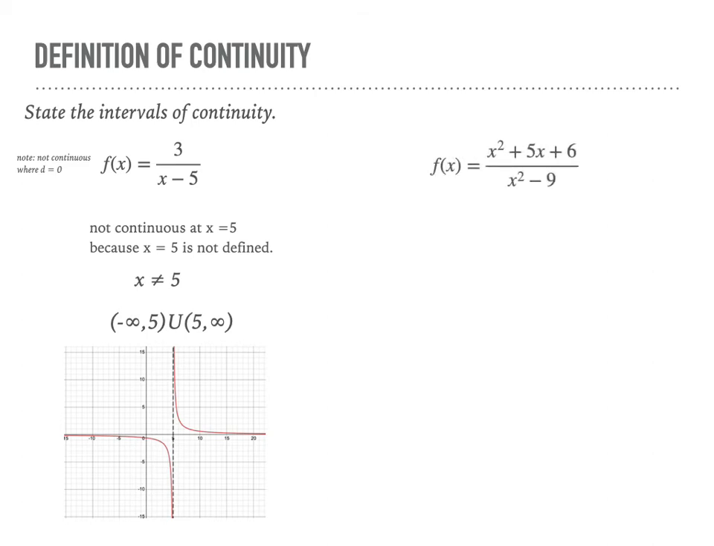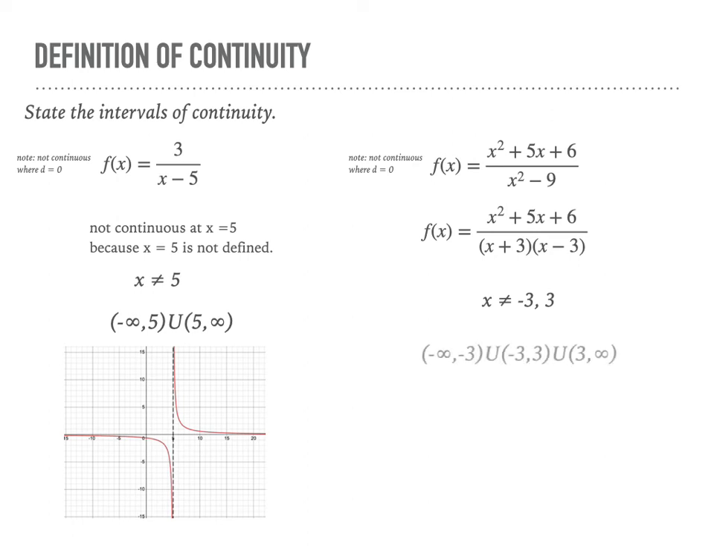Now we have this following function. Of course, we know that it's not continuous where the denominator equals 0. After factoring the denominator, we can see that it will not be continuous at x equals negative 3 and x equals 3 because the function isn't defined there. And from there, we can state the intervals of continuity, which is the following.